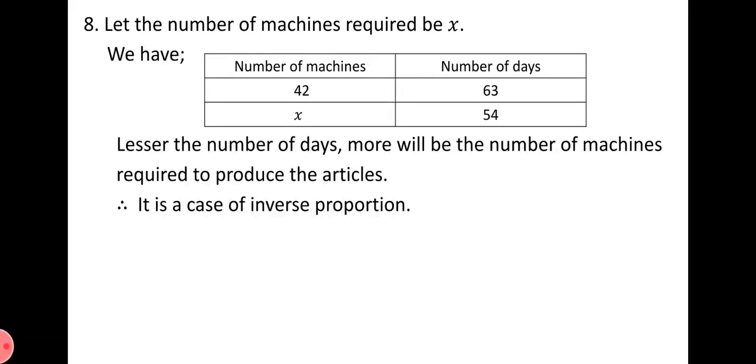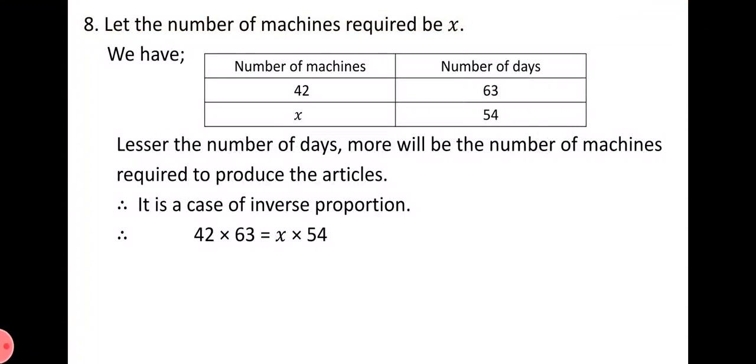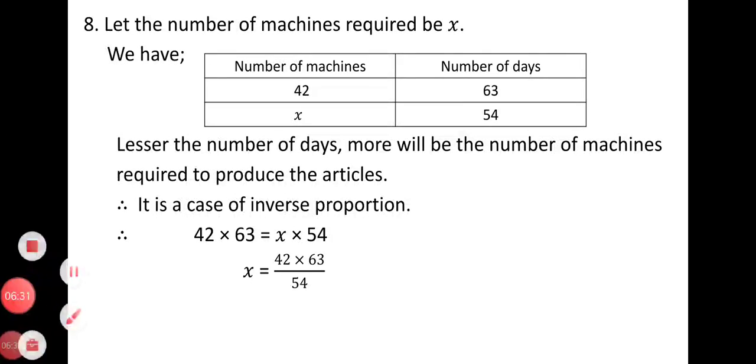Therefore 42 into 63 equal to x into 54. Again 54 is transposed to the opposite side, so it becomes division. So we have x equal to 42 into 63 upon 54.